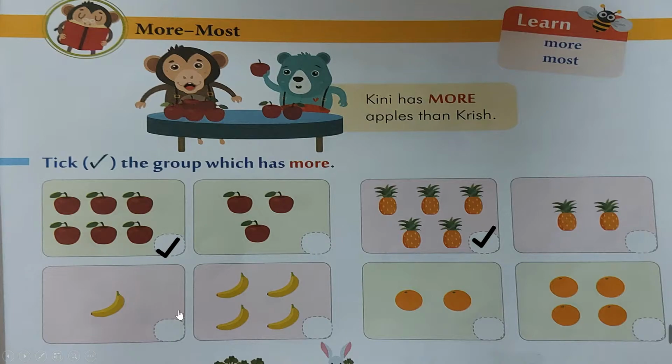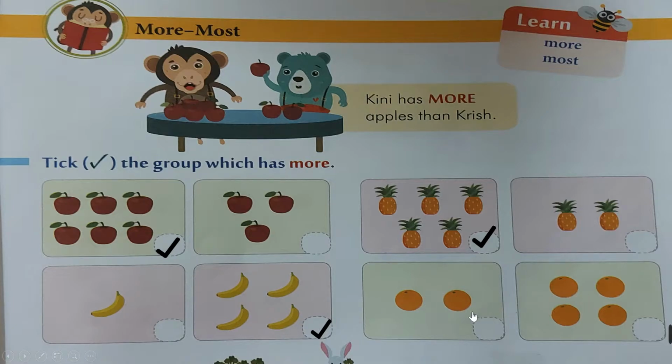And see the next two groups, children. What are there in these two groups? Bananas. In the first group, there is one banana. And in the second group, there are 4 bananas. So, in these two groups, which group has more bananas? Yes, second group has more bananas. So here we have to keep the tick mark.